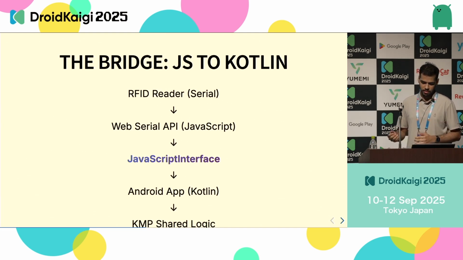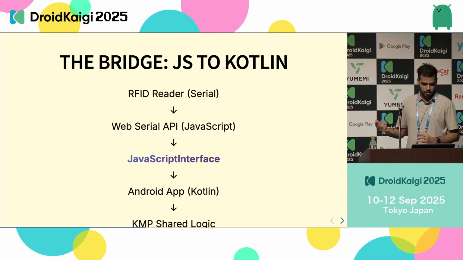The answer is a very standard Android feature called JavaScript interface. There's always documentation available on it. It's like a magic glue. It's a very safe and official way to expose your methods from your Kotlin code to the JavaScript code.